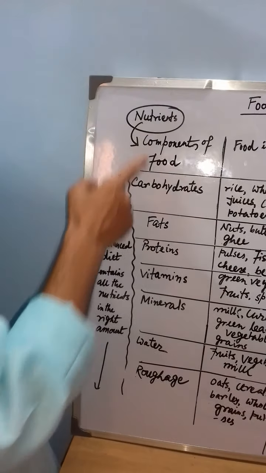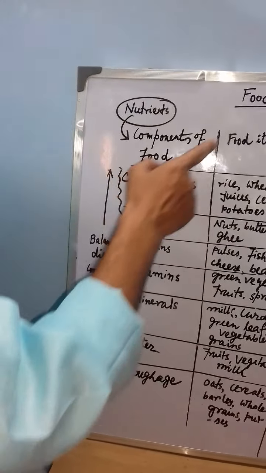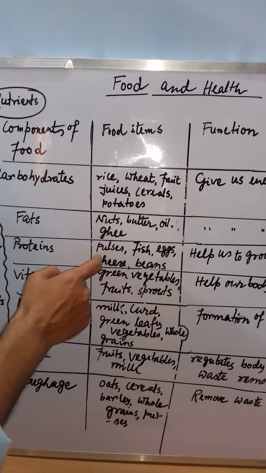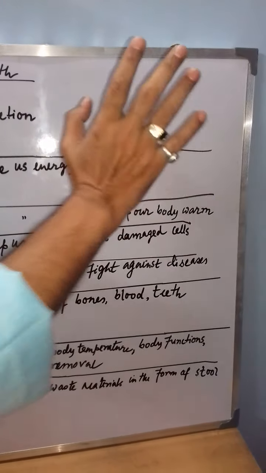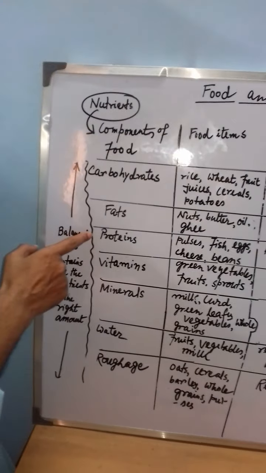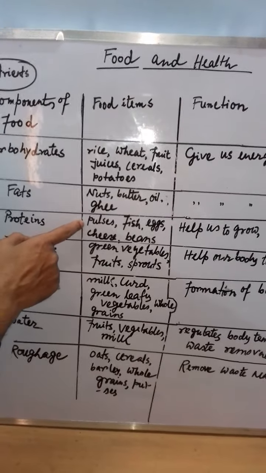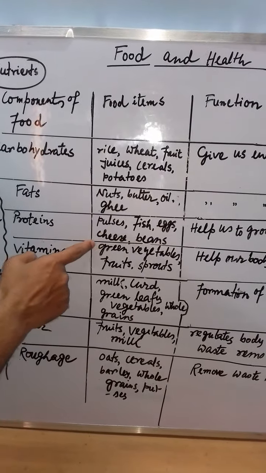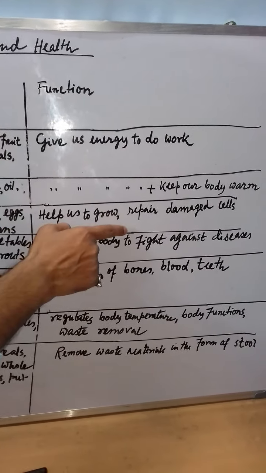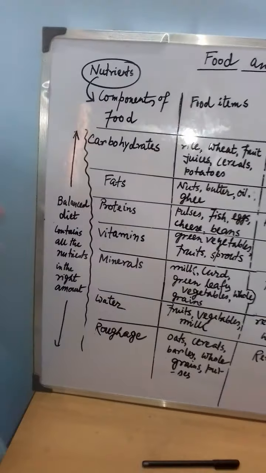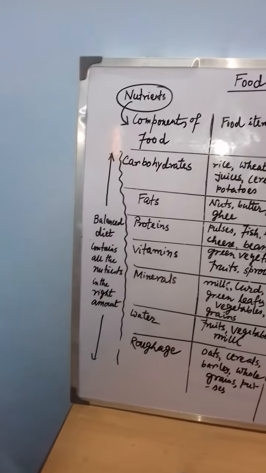Next food component is fat, and the food items which contain fat are nuts, butter, oil, ghee, etc. Fat also gives us energy to do work and keeps our body warm. Next food component is protein, which you can get from pulses, fish, eggs, cheese, beans, etc. And what is the function of protein? It helps us to grow and repair our damaged cells, repairing the wear and tear of our body cells.